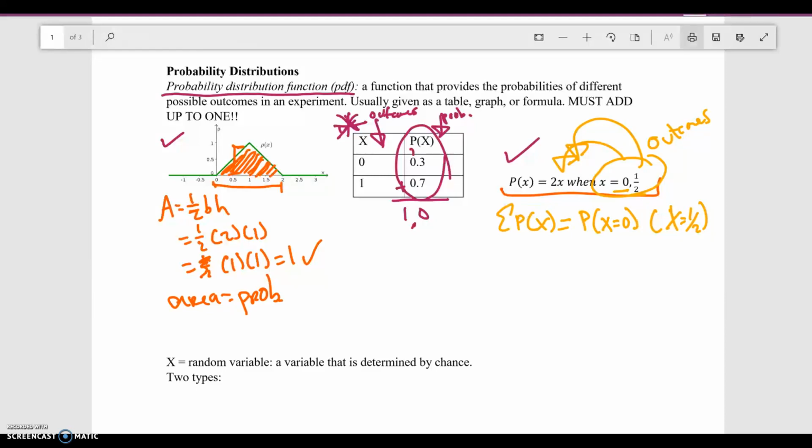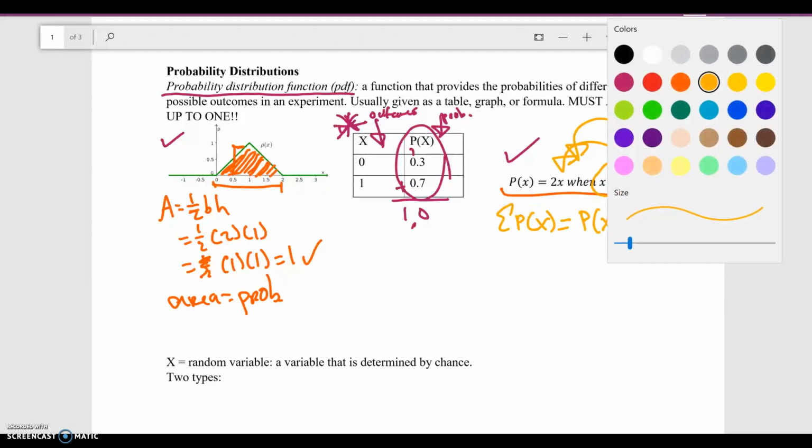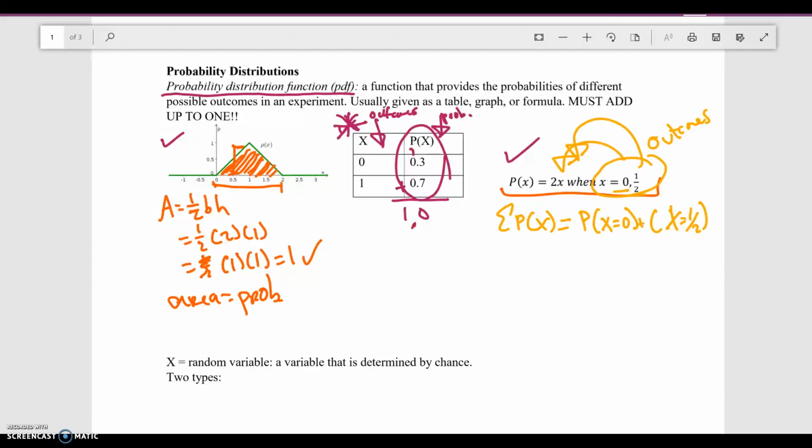Okay, so I am going to be adding up all of these probabilities. So plus the probability of x equaling 0, let me plug in 0 in here. So I'm going to get 2 times 0 plus 2 times 1/2. So this is just going to go to 0. Half of 2 is 1, and I'm going to get 1. So you see that the probability is also equal to 1.